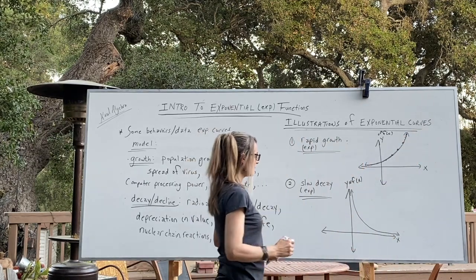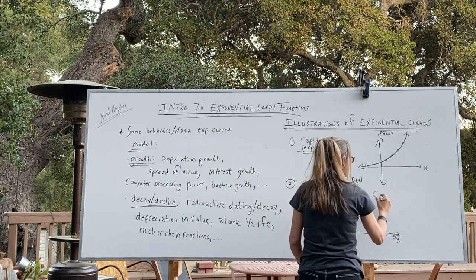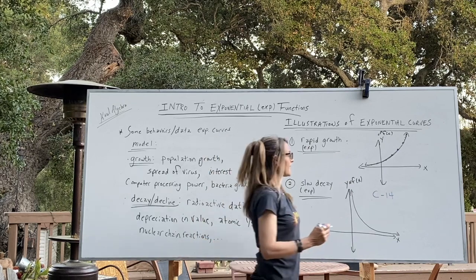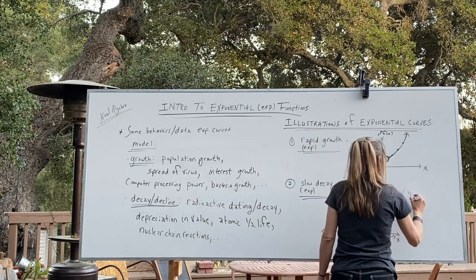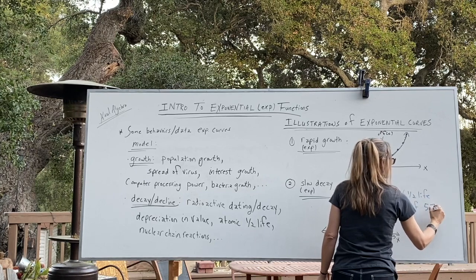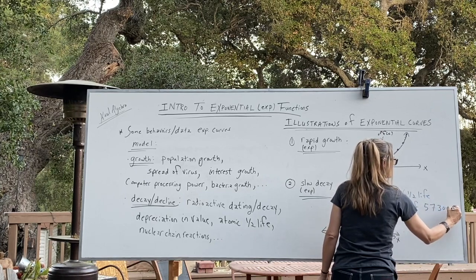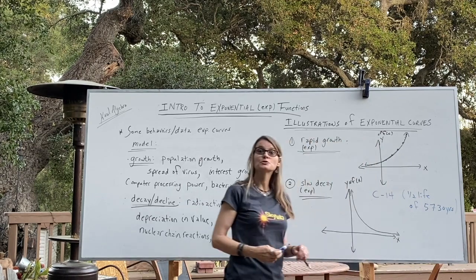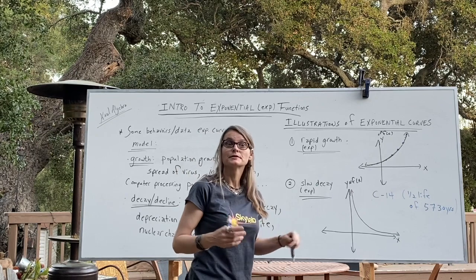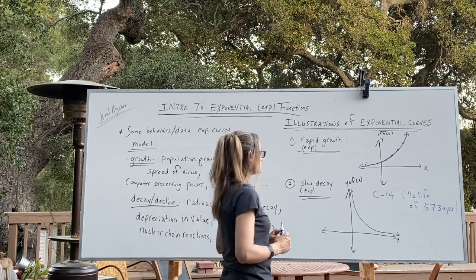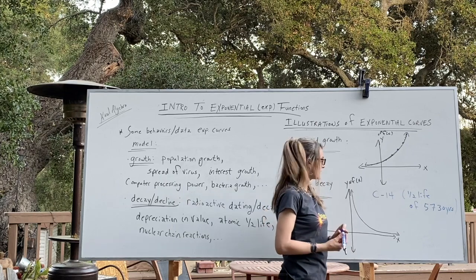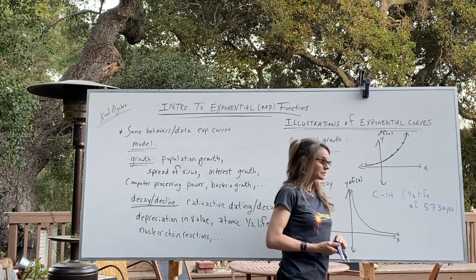A decay would be, let's say you had carbon-14, which we denote by C14. It has a half-life of 5,730 years. And carbon-14 is used for a lot of dating in the thousands of years range, tens of thousands of years range. So it's used a lot in archaeology for dating tools and objects.